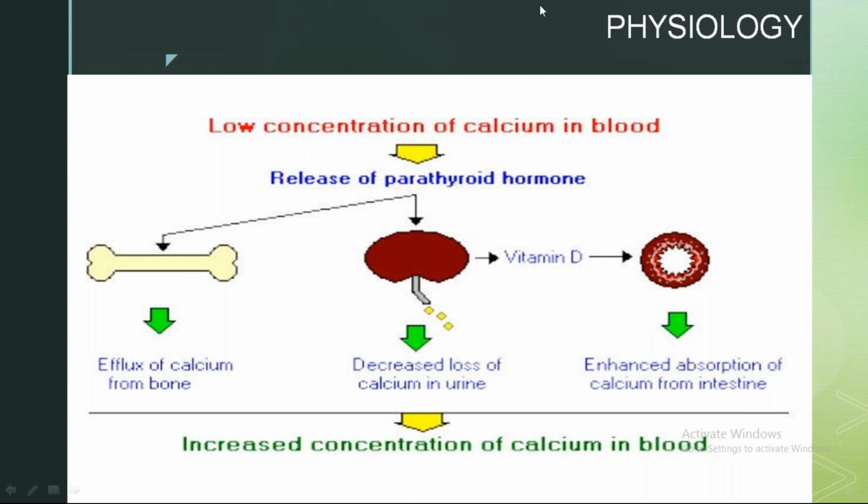These are the various sites and actions of parathormone. The antagonizing hormone is calcitonin, which is secreted by the parafollicular cells. Parafollicular cells are C cells in the thyroid.